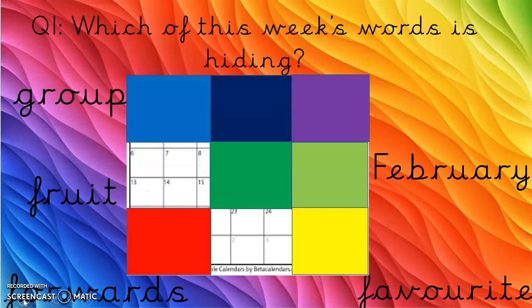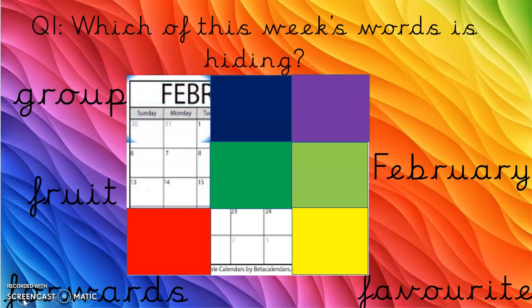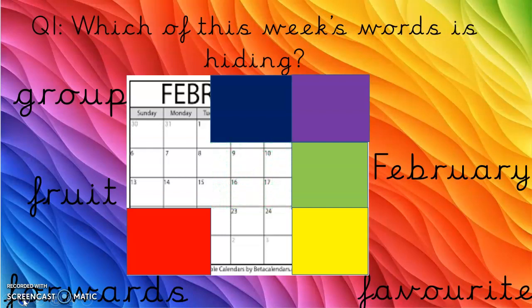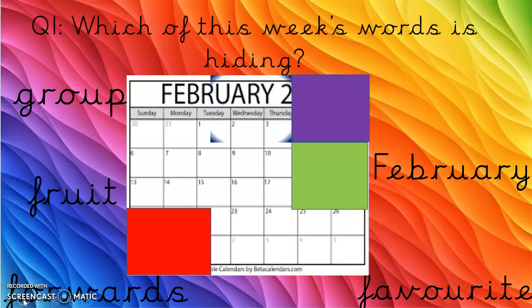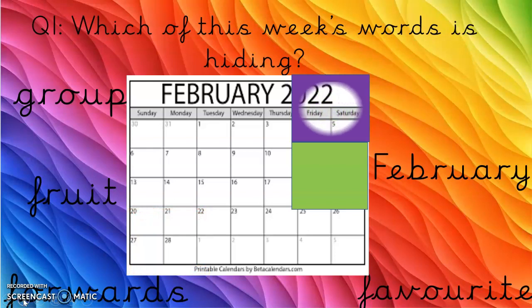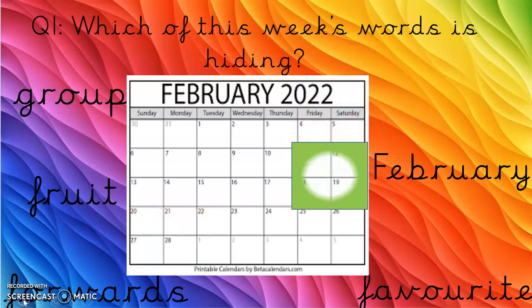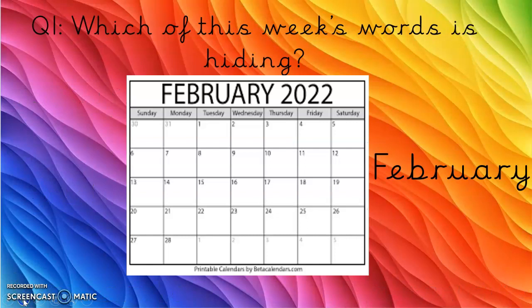Boxes, numbers. Ooh, do you know now? As the coloured boxes disappear, I can see it's a page from a calendar. Well done. It's February. Well done if you got that right.